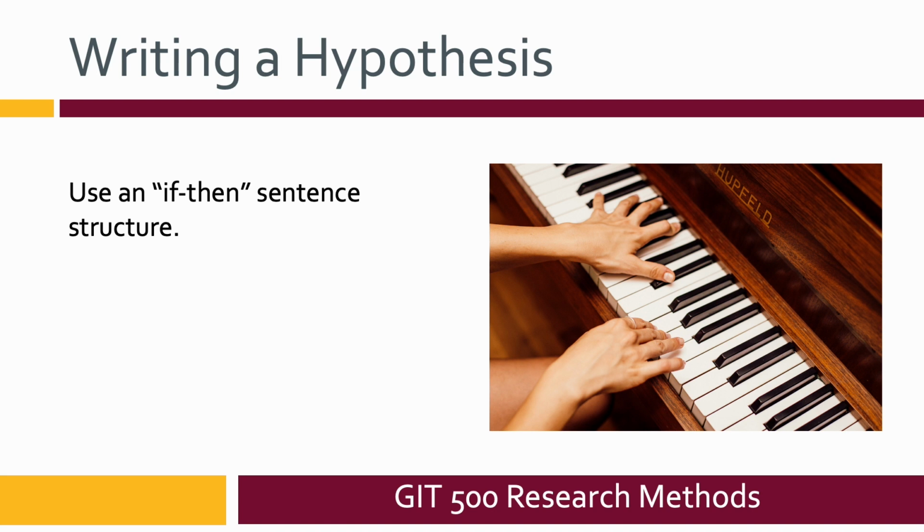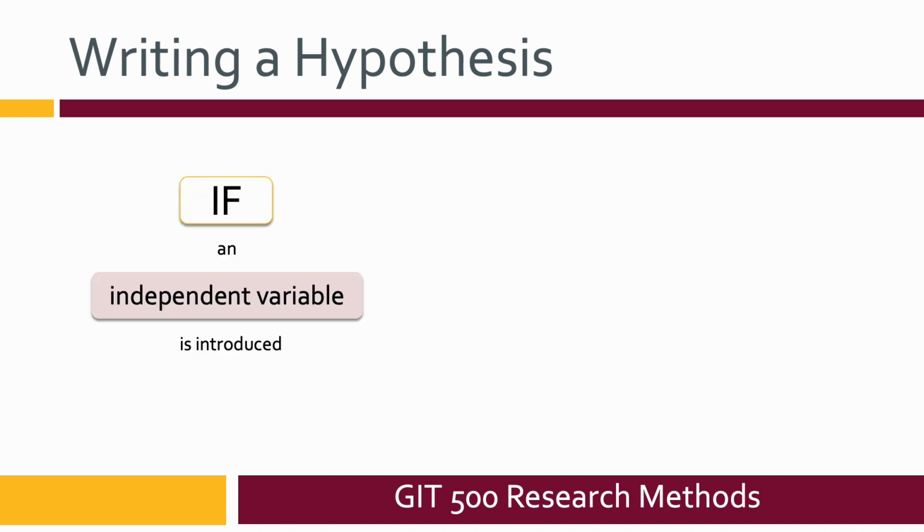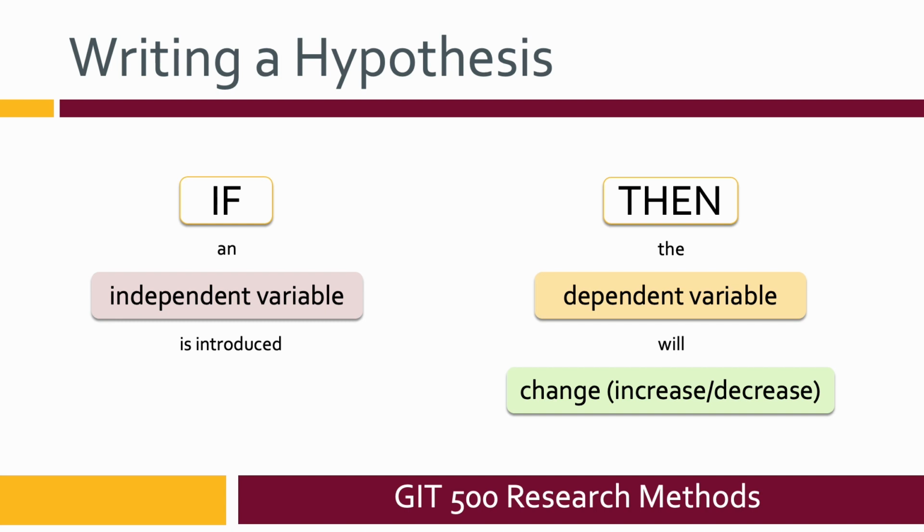Going back to the teenage pianist question from the previous lectures, we could have a hypothesis structured like this. If teenage piano players take lessons, then they will be better pianists. I could be more specific there, but that could be something that could be tested. The structure of that if-then sentence is if an independent variable is introduced, then the dependent variable will change, either increase or decrease, or do something else.